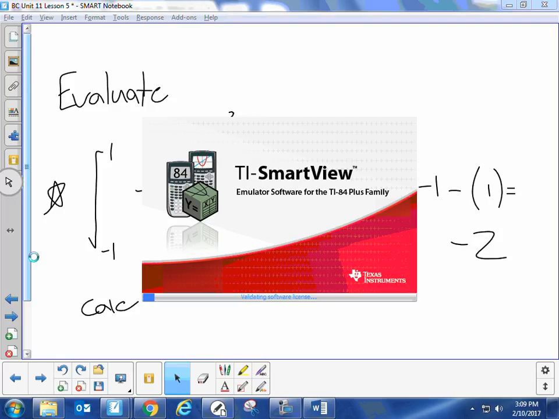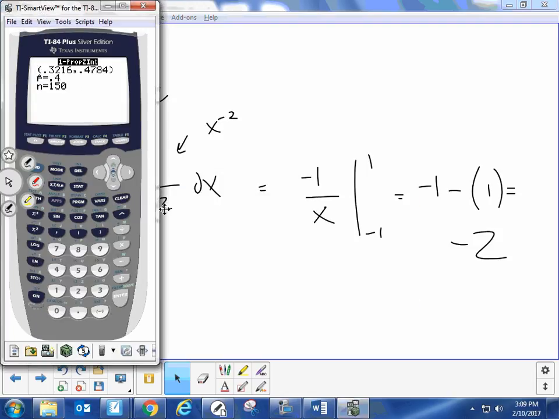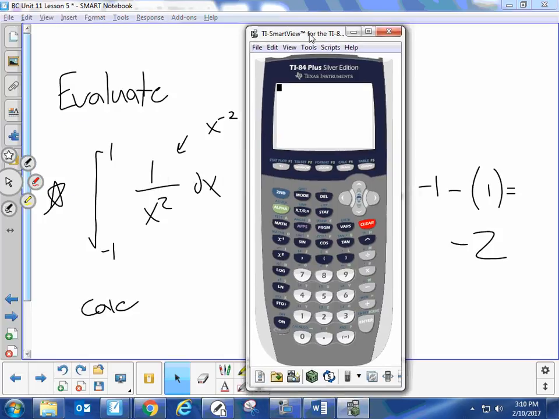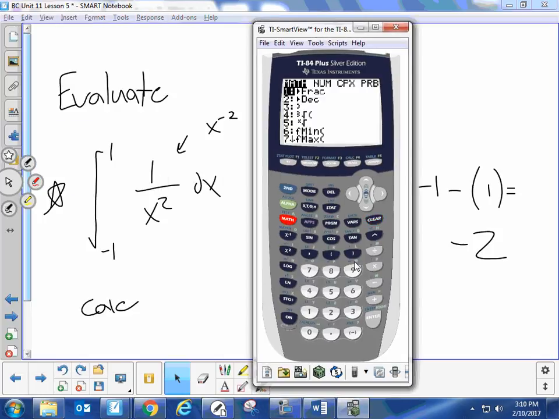What? No, it's -2. All right, we just did it. Math 9, -1 to 1 of 1 over x squared dx. Divide by 0. That's strange.